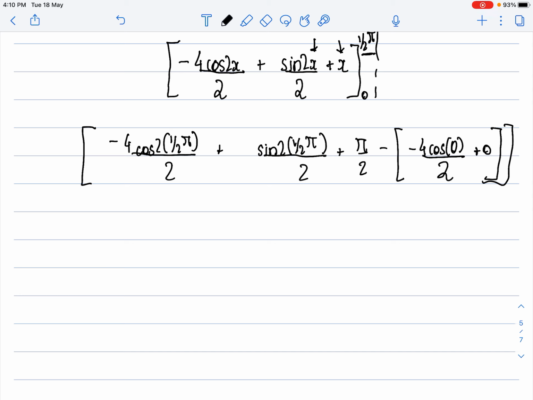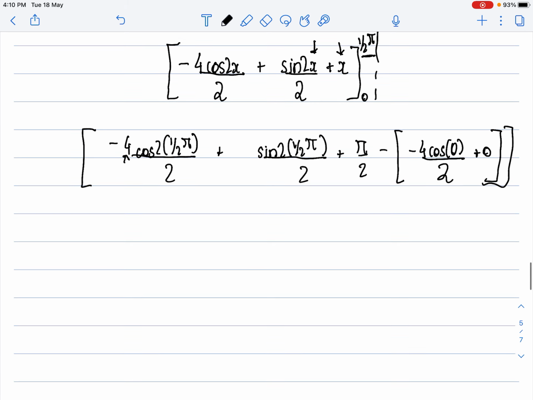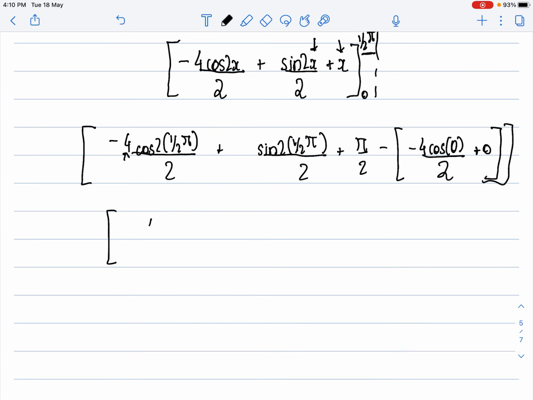Now if you go on your calci, make sure you're on the radian mode. If you solve cos of 2 into half pi, just do that on the calci, you get your answer as minus 1. So minus 4 into minus 1 will give me 4. So I'll get 4 by 2 here, plus, now do sine 2 into half pi, which will give you 0, plus pi by 2, minus, if you do minus 4 cos 0, or just do cos 0, you will get 1. So I get this as minus 4 by 2.